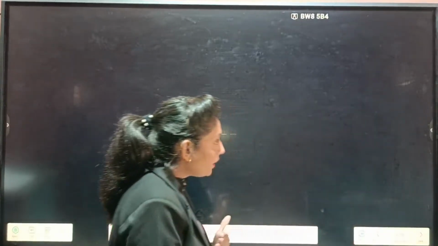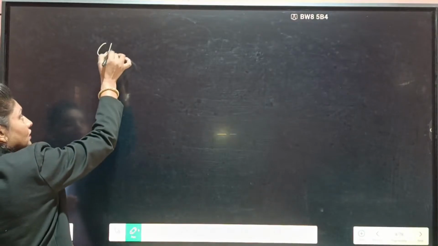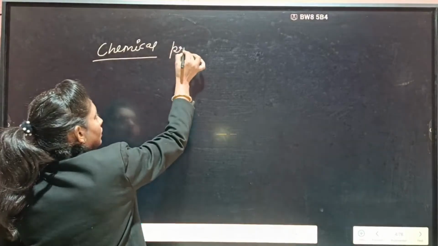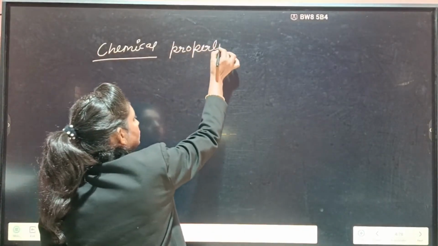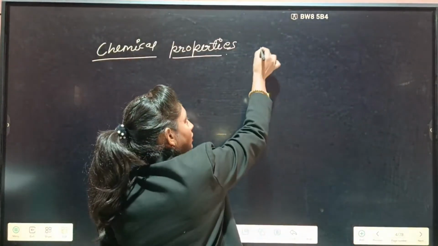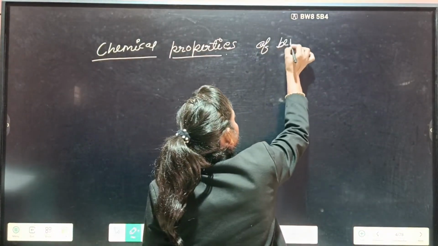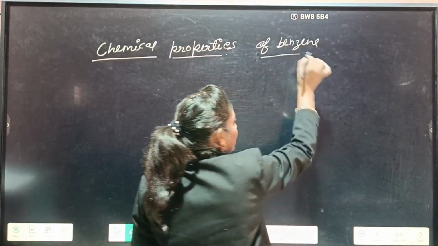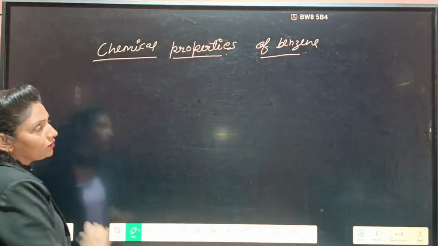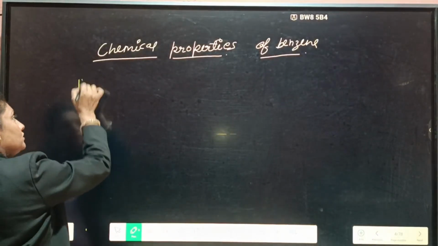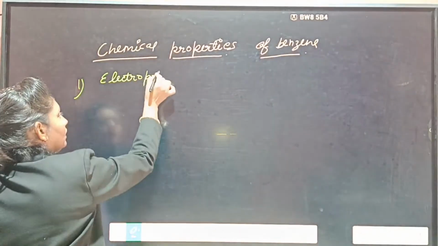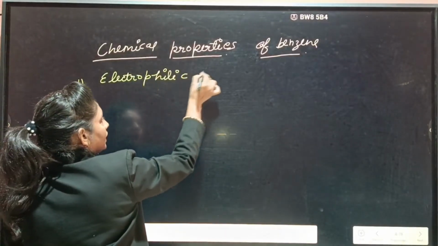Then students, chemical properties. It is most important. The same reactions you will read in 12th class as they are, without any change. Chemical properties. Students, aromatic hydrocarbons show electrophilic substitution reactions.